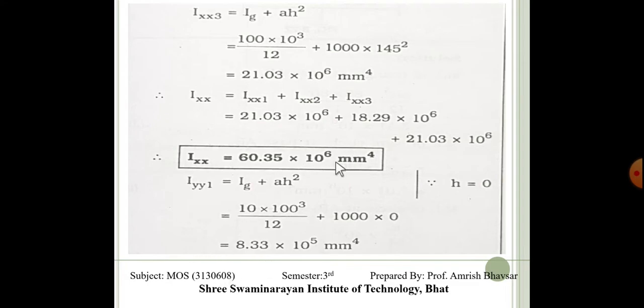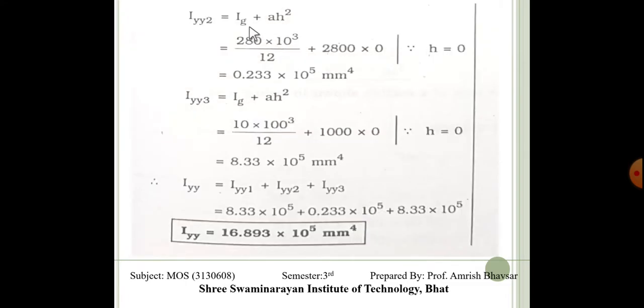Now Iyy1, that is Ig plus Ah square. Here it is dB cube by 12 plus 1000 into (x1 minus x bar), so it is 0. Again Iyy2, Ig plus Ah square. Here h is equal to 0, x2 minus x bar. Here again dB cube by 12. Here again h is 0, x3 minus x bar.